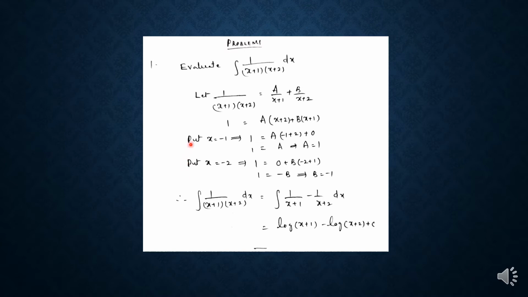So, integrating by using partial fractions means at first take the integrand, then resolve it into partial fractions, then to get the constant values A and B, put some values of x. After getting the values, substitute the constant values in the given integrand, and by integration we will get the solution for the given problem.